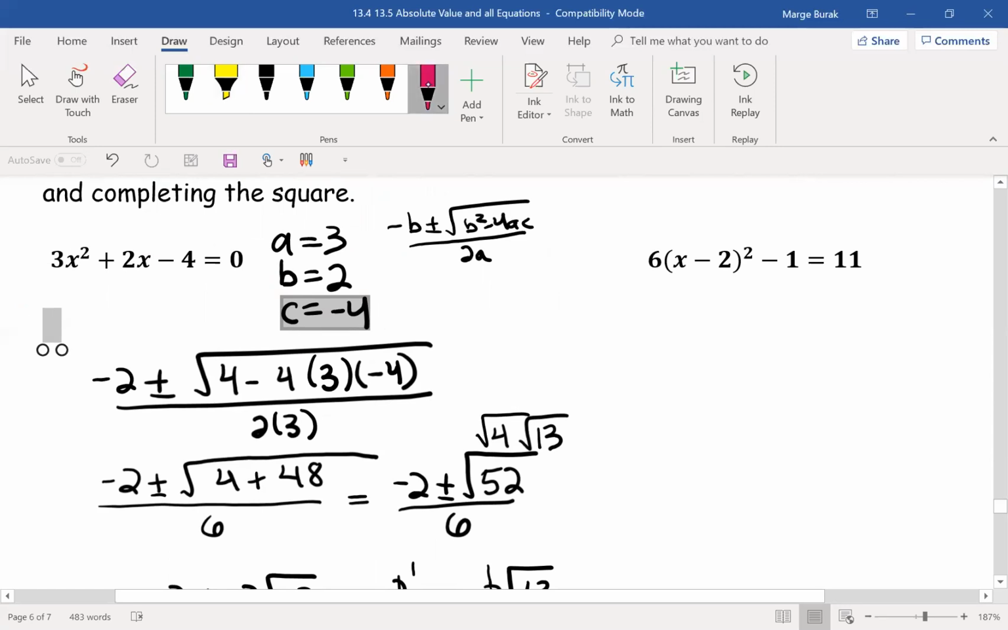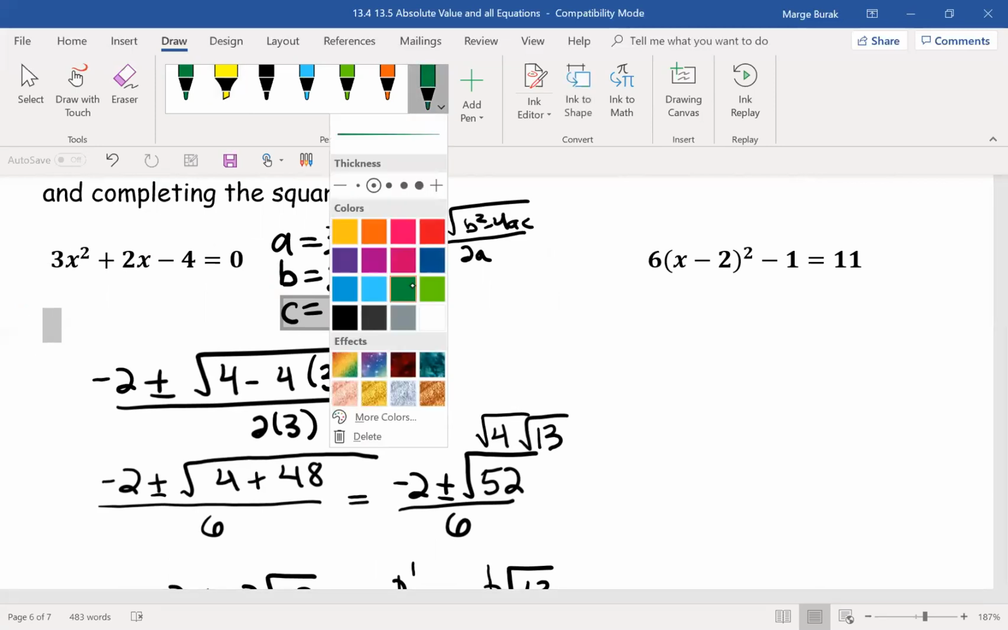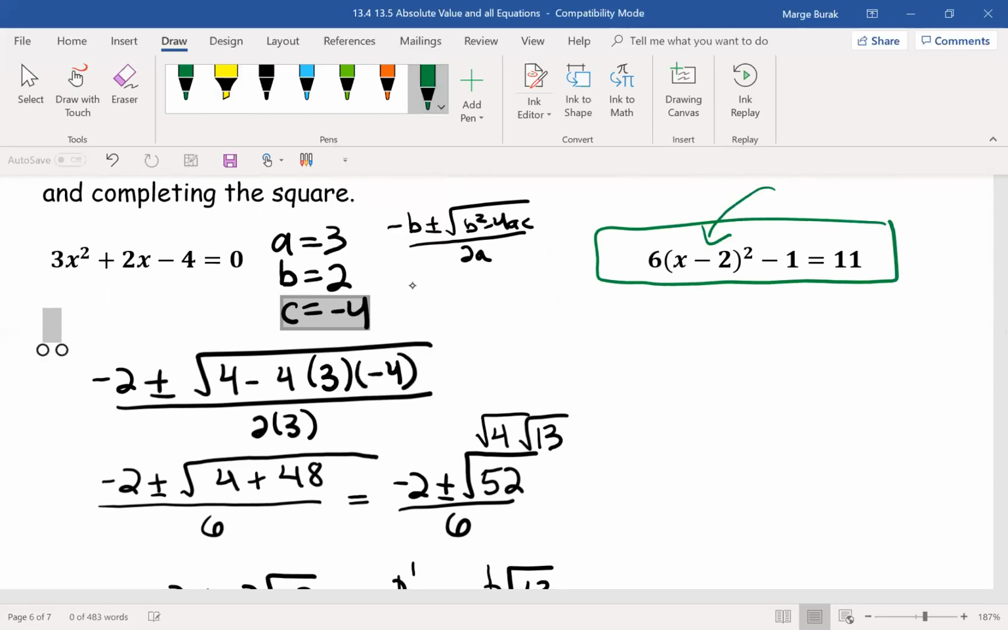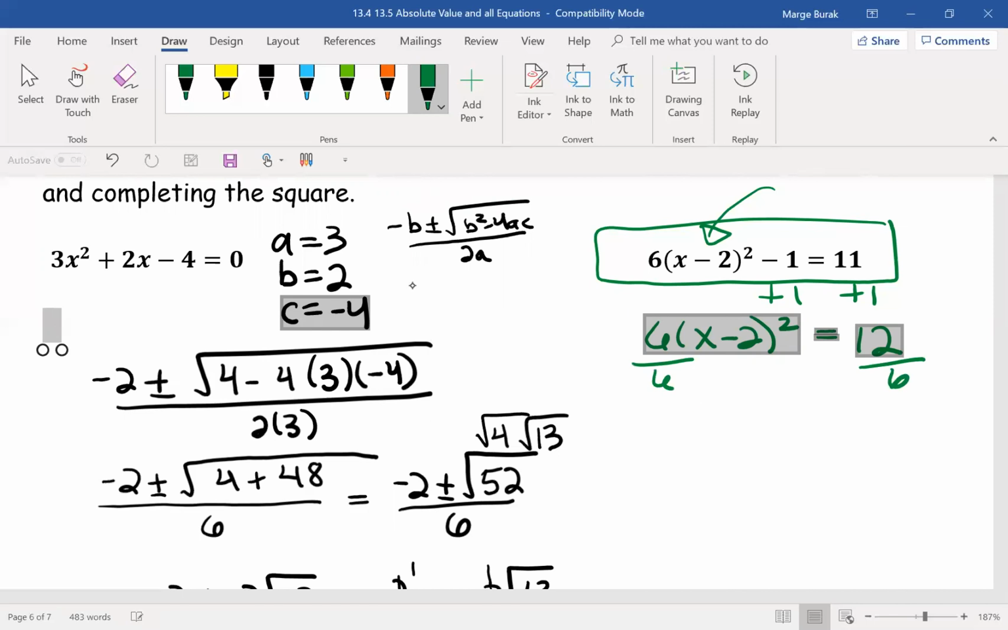All right, I'm trying to get a different color here. Let's try that. Okay, so for this one I'm going to use the square root since we've got a perfect square right here. So first we'll isolate the square. I'm going to add 1 to both sides. Not sure why that's happening, but I think it's something I'm touching on my pen, so I'm just going to deal with it. Okay, I'm going to divide both sides by 6, and then we'll have x minus 2 squared equals 2. And then I will square root both sides.